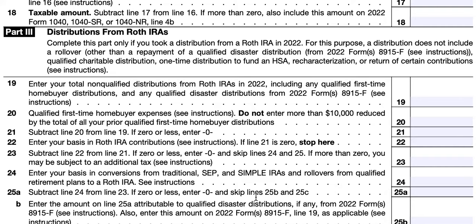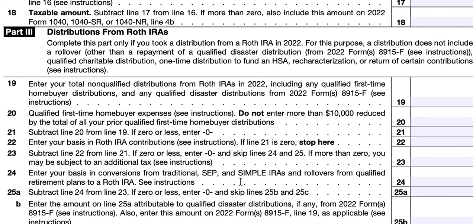In line 22, you'll enter your basis in Roth contributions. You should see the instructions on how you determine this number, but more likely than not, this will carry over from previous tax returns. If the line 21 amount is 0, you'll stop here. If not, then you'll go to line 23 and subtract line 22 from line 21. If this number is 0 or less, then you'll enter 0. You'll skip lines 24 and 25 and complete the form. If it's more than 0, then you might be subject to additional tax.